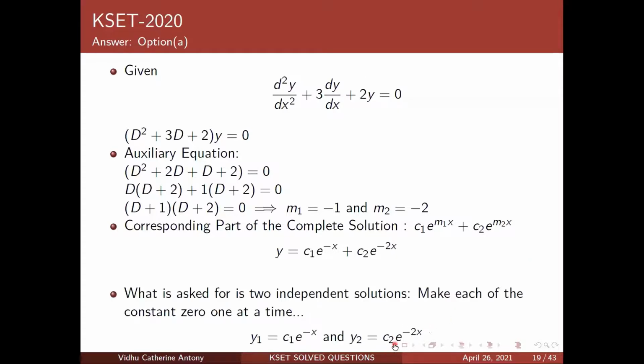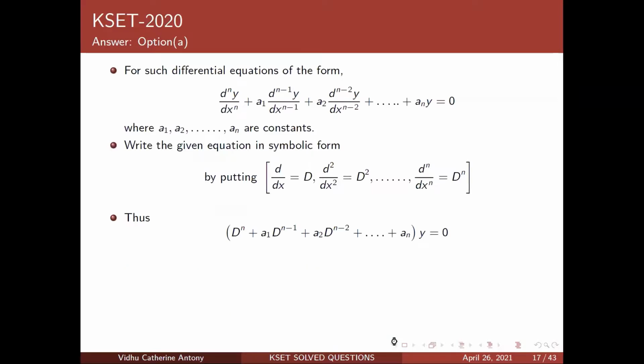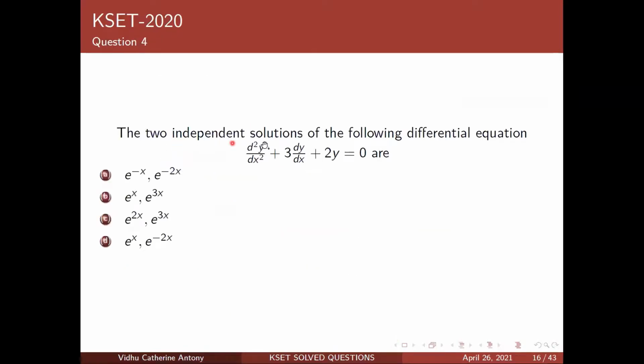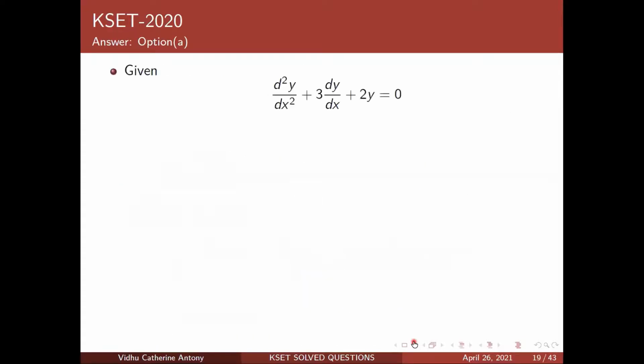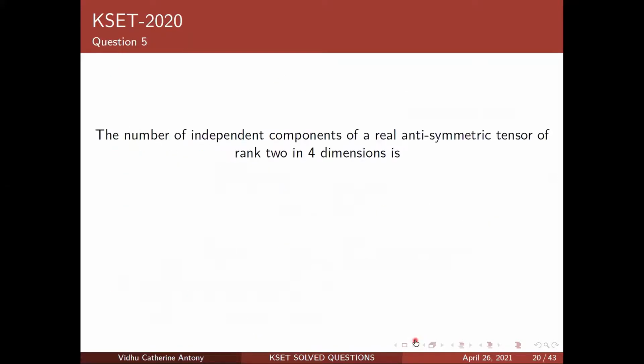So that is option D. Let's just go back and look at it. The two independent solutions of the following differential equation are e to the power of minus x and e to the power of minus 2x. Okay, so let's move on to the next question.